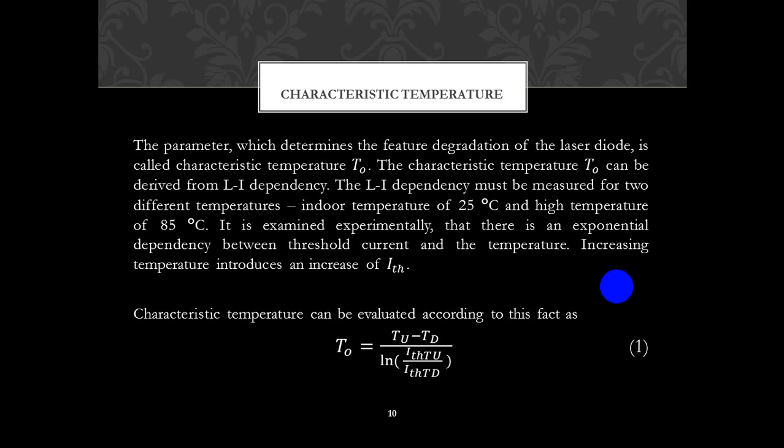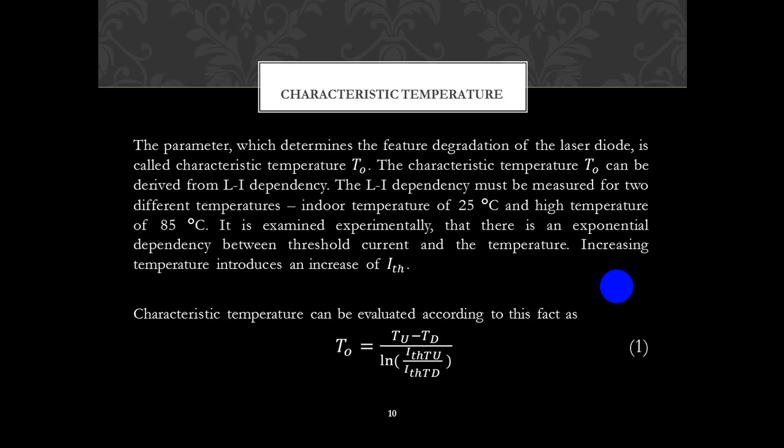Characteristic temperature. The parameter which determines the feature degradation of the laser diode is called the characteristic temperature T0. The characteristic temperature T0 can be derived from the LI dependency. The LI dependency must be measured for two different temperatures: indoor temperature of 25 degrees centigrade and high temperature of 85 degrees centigrade. It is examined experimentally that there is an exponential dependency between threshold current and the temperature. Increasing temperature introduces an increase of threshold current.